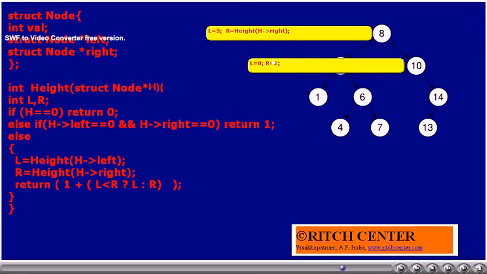We have traversed the right subtree of the node 10 and we found its height is 2. Its left height is 0. Thus, we'll be returning the maximum of these two, that is 2, plus 1 to the previous function call.